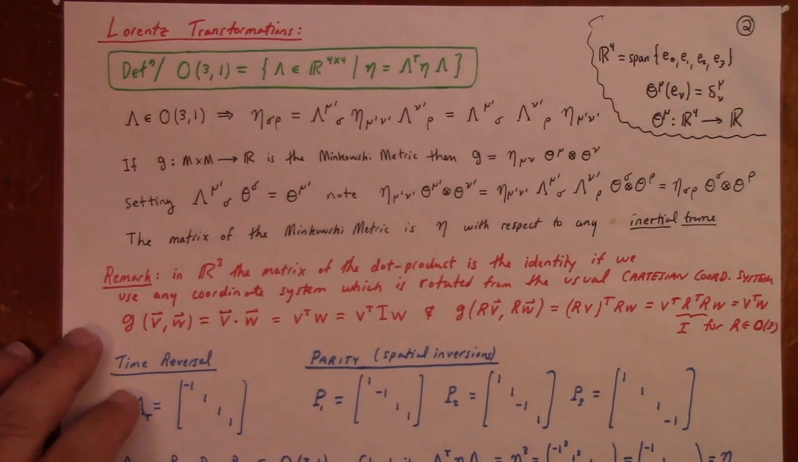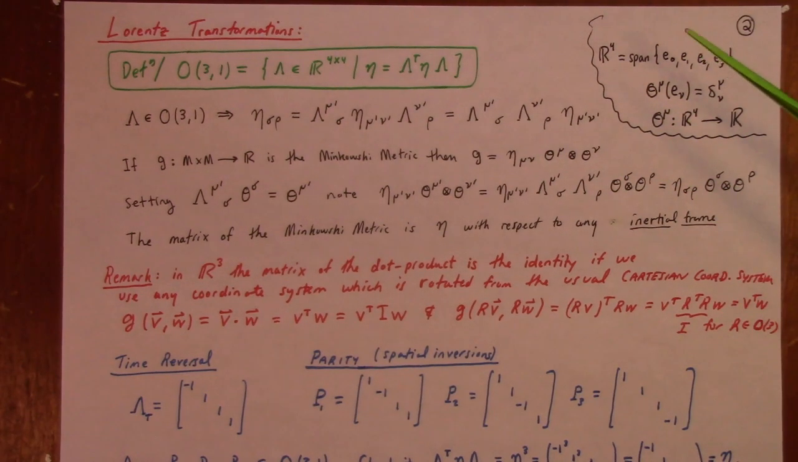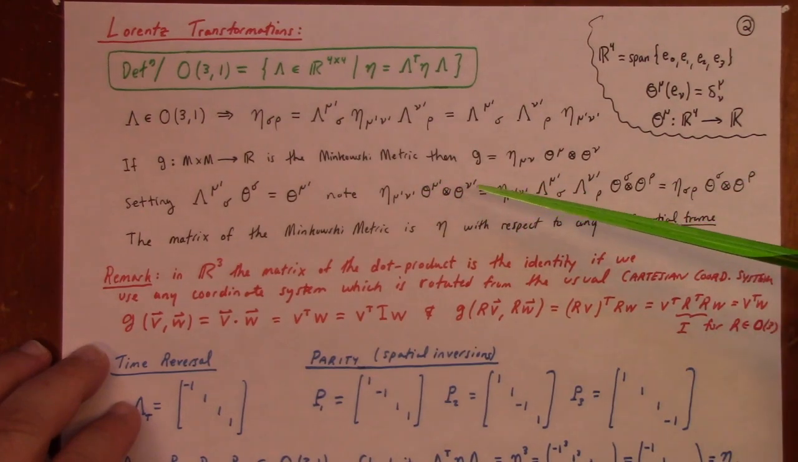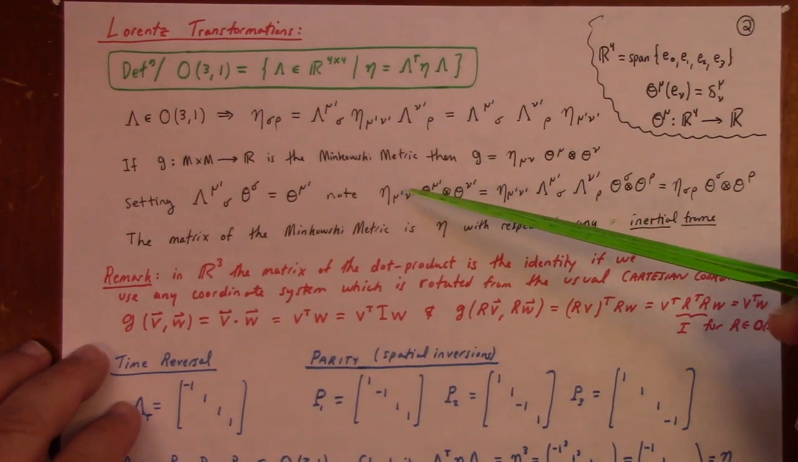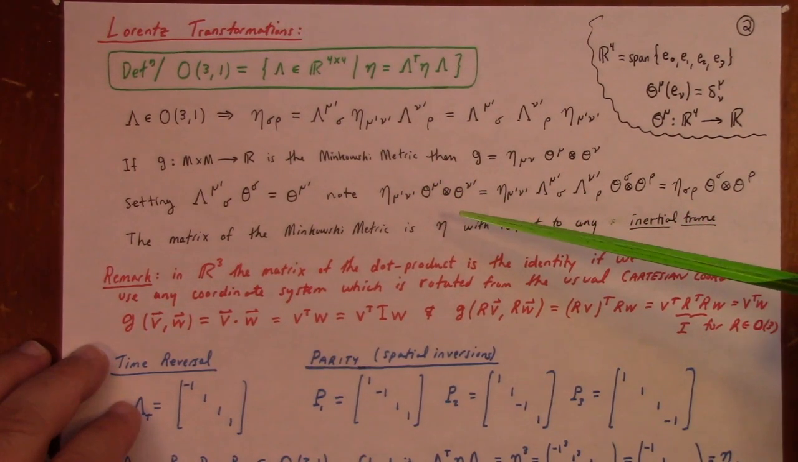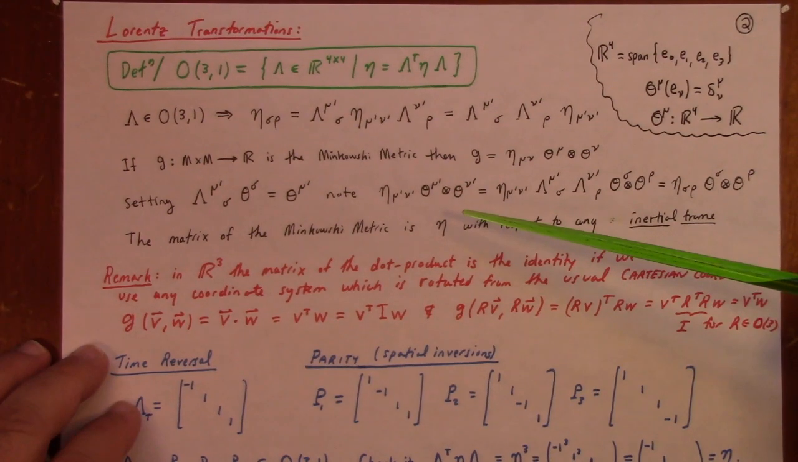Alright, so anyway, here we go. The Minkowski metric could be written like this in one of the coordinate systems, in the unprimed coordinate system. But if we switch over to a primed coordinate system, in other words, a Lorentz transformed coordinate system, a coordinate system which is related to the original coordinate system by a Lorentz transformation.